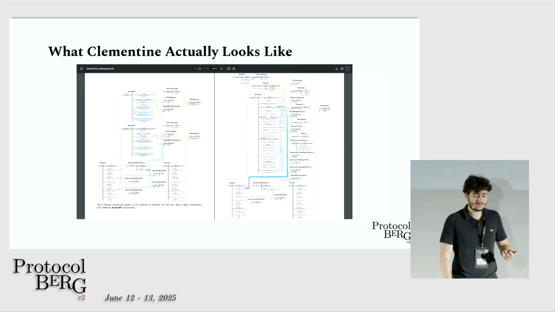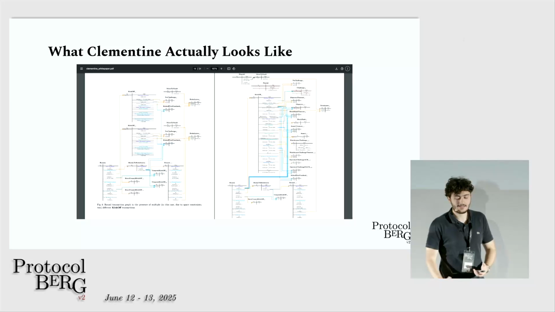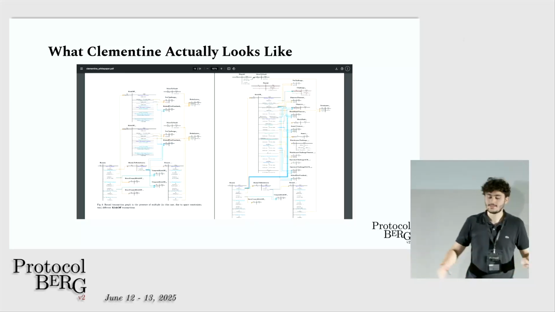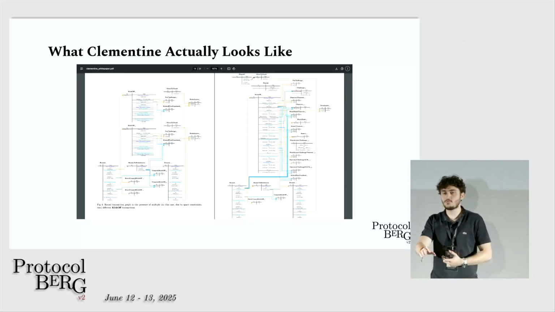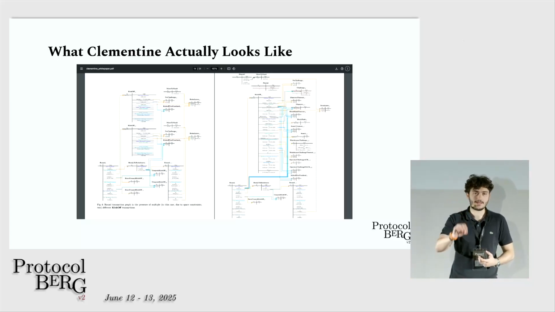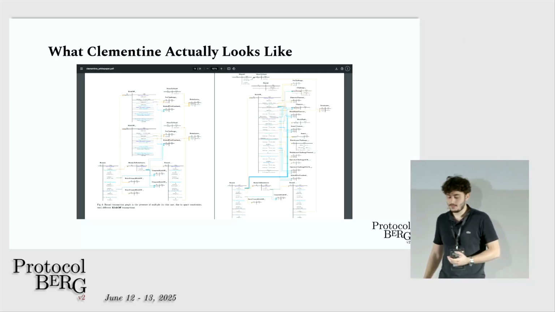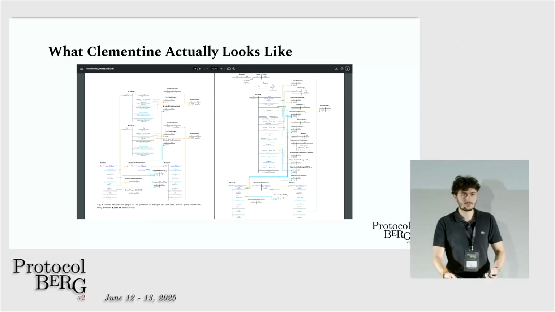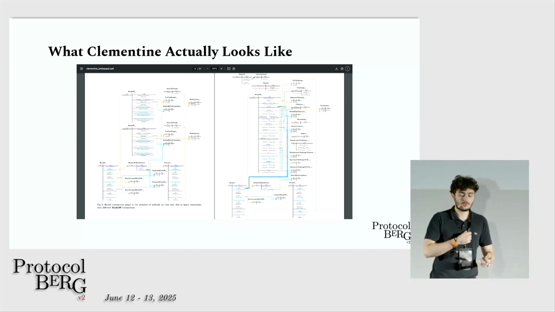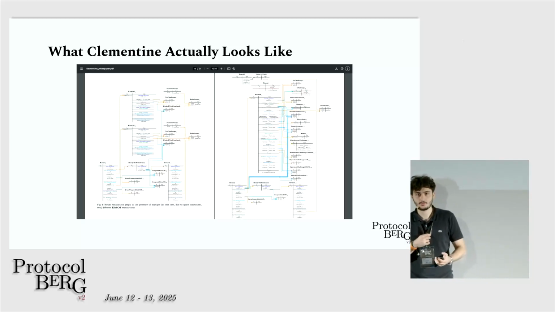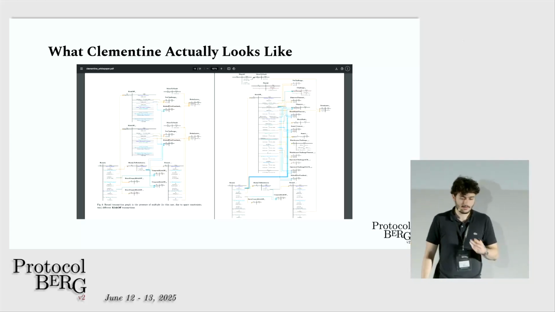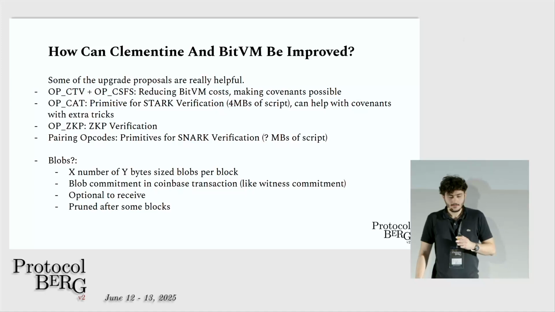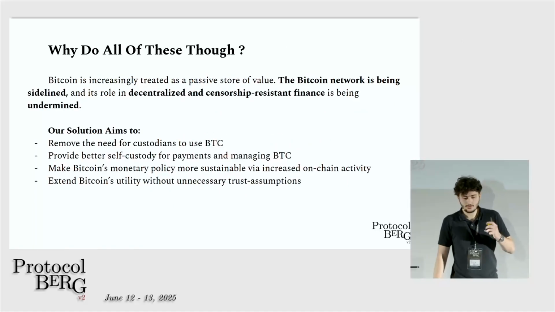This is what Clementine actually looks like. Clementine is a big transaction graph, and this is what I'm talking about when I say pre-signing. I think we would need another talk to explain this, so I'm going to refer you to the OPNEXT talk by Ekrem Bal, my co-founder, and I'm going to skip that. Skipping that also to take some questions.